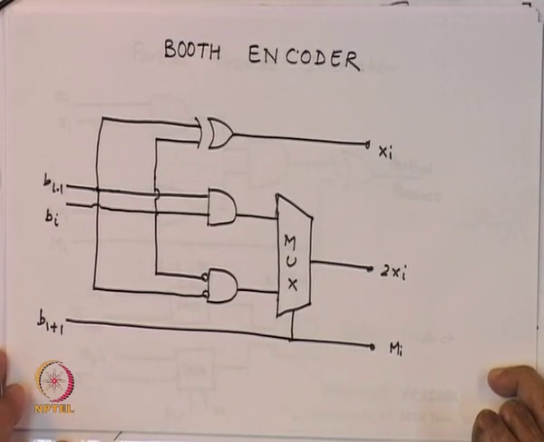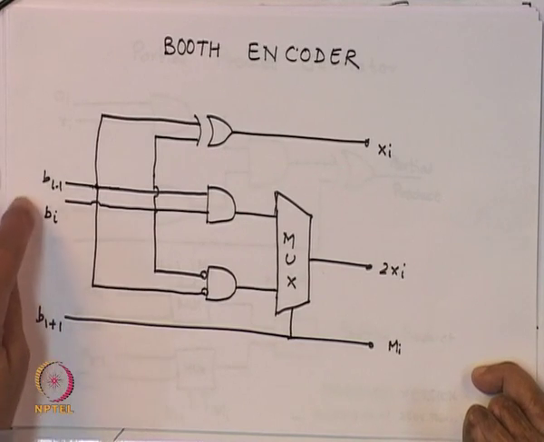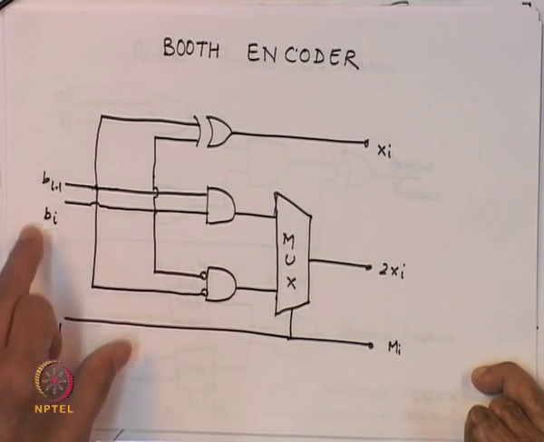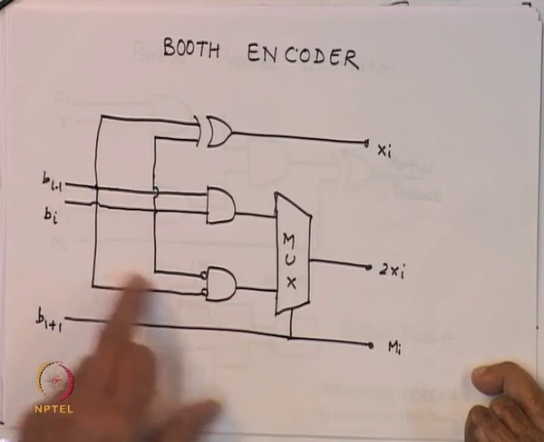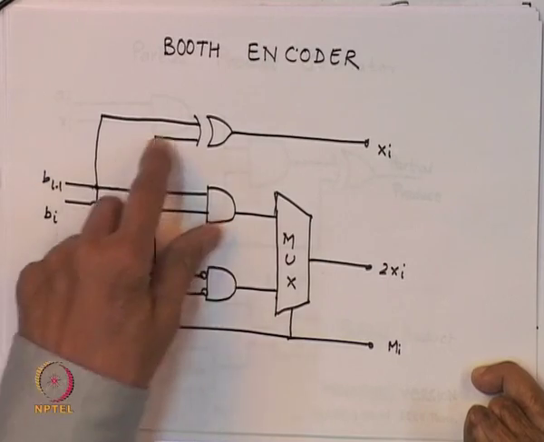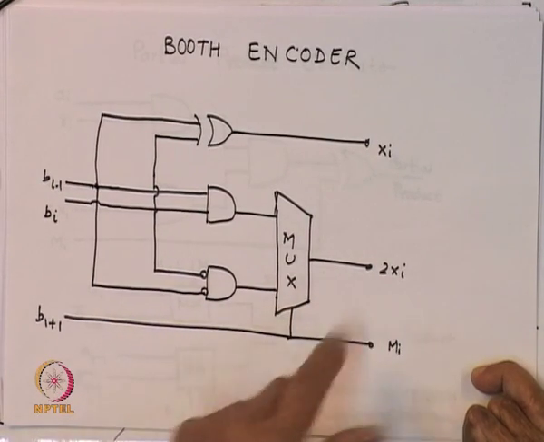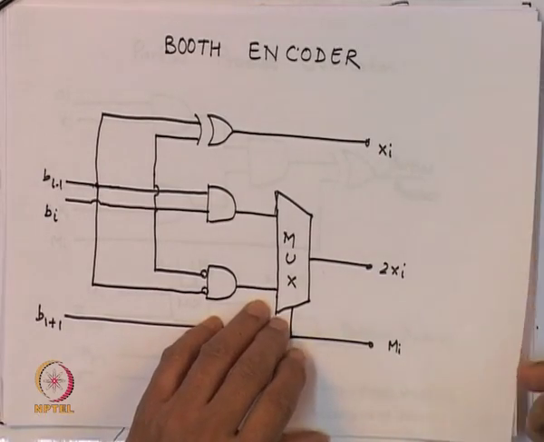Before we leave this part, I would like to show you what kind of circuits we use for booth encoding. You need an XOR, 2 inverters, 2 AND gates or an OR gate, and a multiplexer. This is Bi minus 1, these are the bits which you are entering. XI is of course the XOR of Bi and Bi minus 1. Then this addition or complement of this is passed as 2XI and this is directly passed as MI. This is what recoding was asking.